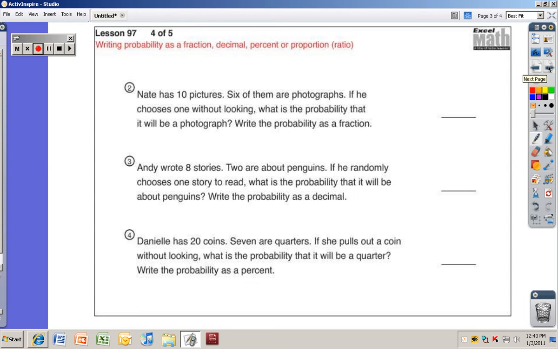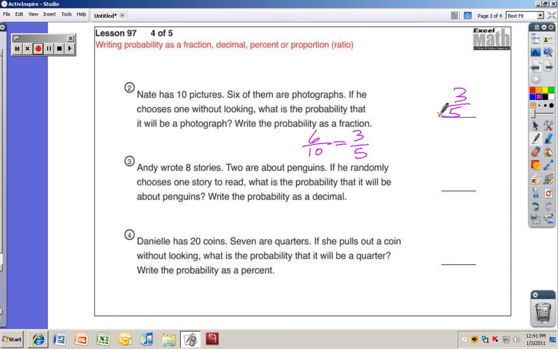Number 2 says Nate has 10 pictures. 6 of them are photographs. If he chooses one without looking, what is the probability it would be a photograph? So write the probability as a fraction, and all fractions need to be reduced at this point in math. So if you wrote 6/10, you almost got it right, but I can reduce 6/10 to 3/5. And so 3/5 would be the correct answer. I bet you I got some of you on that one. Don't forget, all fractions, reduce them down, simplify them.